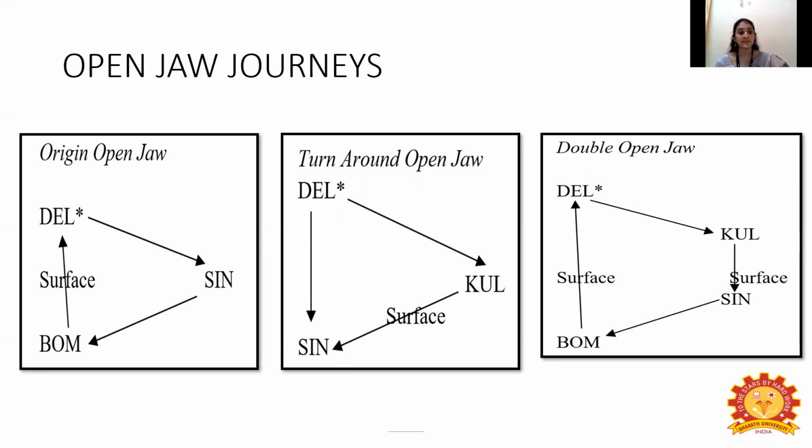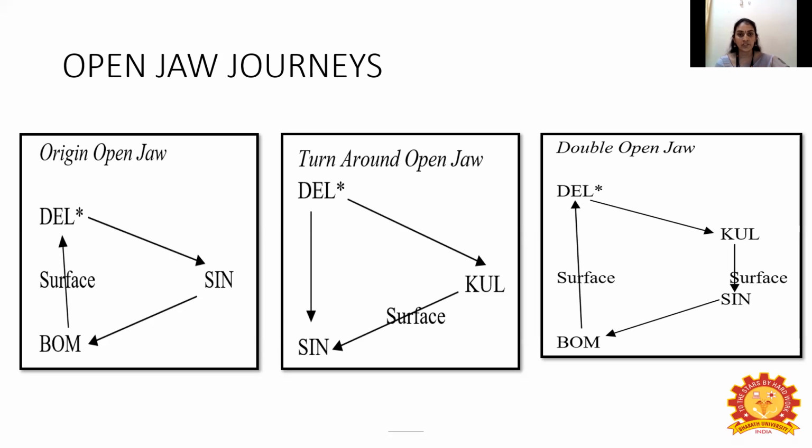Now I have told you what surface travel is. Here in this diagram it is mentioned as surface. Surface is travel that is not by air. So in the first one, origin open jaw. The origin point is Delhi. From Delhi, you are starting and going to Singapore. From Singapore, you are going to Mumbai. Again, you are finally reaching back to Delhi. So what happens here? The surface travel is on Bombay to Delhi, I mean Mumbai to Delhi.